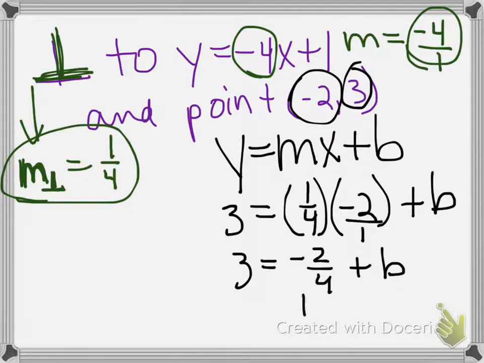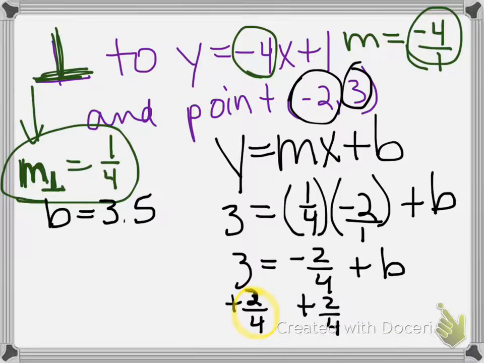And then I'm going to add 2/4 to both sides. So then b is going to be 3 plus 2/4. Now remember, 2/4 is really the same thing as 1/2. So 3 plus 1/2, I can write my b as 3 1/2, or I could write it as 3.5. Either way is going to be just fine.